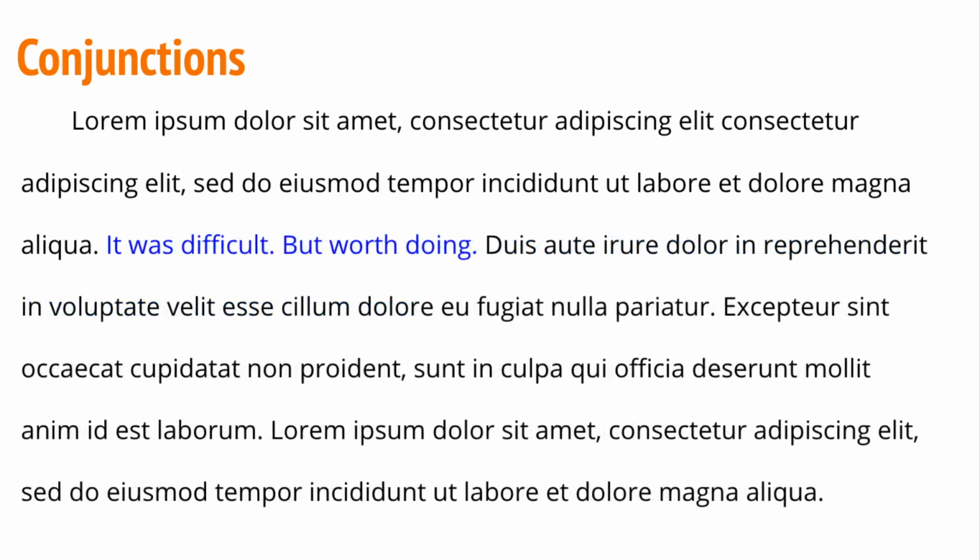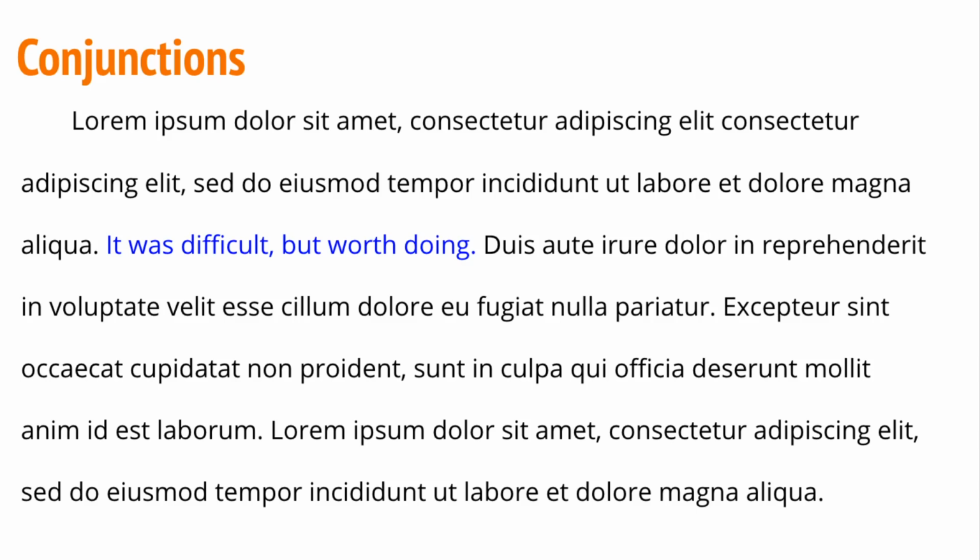Another example we can see here. And again, if we read it out loud, it was difficult, but worth doing. Well, it sounds a lot better if we actually combine that information into one sentence. It was difficult, but worth doing. So using those conjunctions, those and, so, but, because kind of words, we should be using that to connect together sentences rather than starting sentences with them.